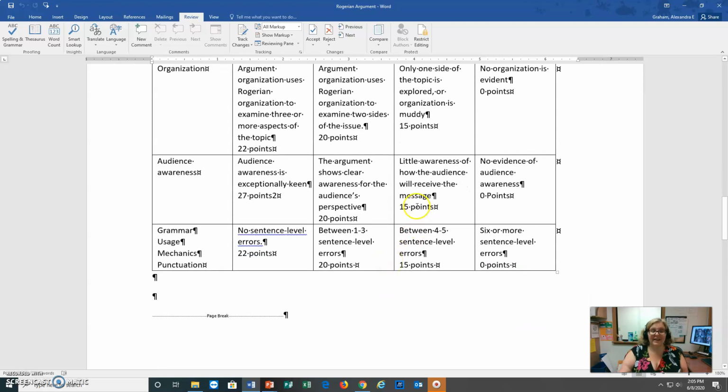And then grammar, usage, mechanics, and punctuation. You'll notice this is pretty tight. It's your last paper. 1 to 3 sentence level errors, you still keep your points. 6 or more in 2 to 3 pages. You should be able to do this. Carefully edited is required.